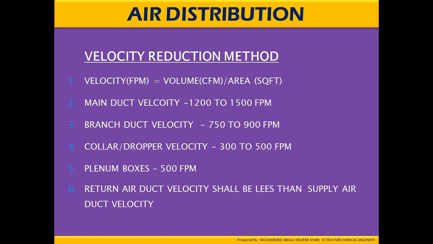Now let's look at the velocity reduction method. Velocity, which is measured in FPM, feet per minute, which is equal to volume by area. Main duct velocities should be considered between 1200 to 1500 fpm. Branch duct velocity should be considered from 750 fpm to 900 fpm. Collars drops velocity should be considered between 300 to 500 fpm. Plenum boxes should be considered 500 fpm. Return air duct velocity shall be less than the supply air duct velocity.